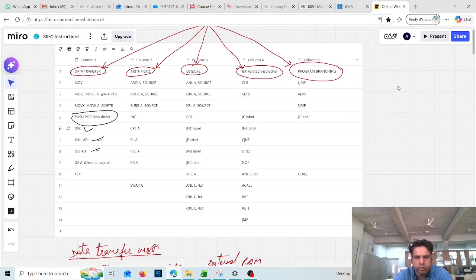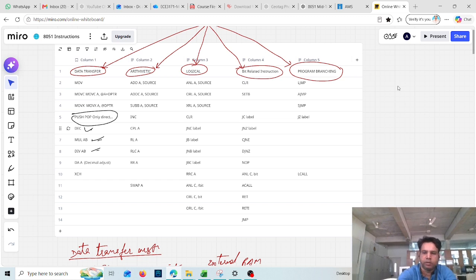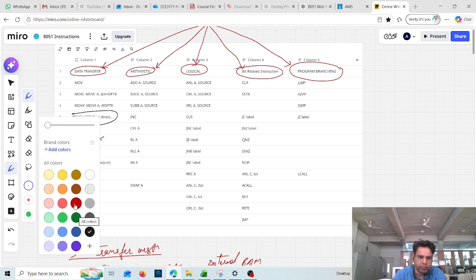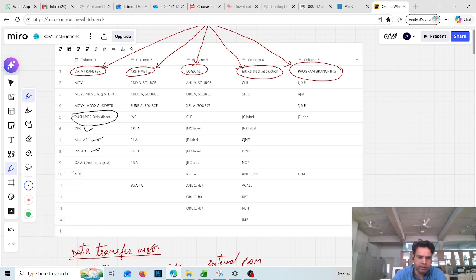So in the last class, we were discussing the different instructions of the 8051 microcontroller, and we discussed the data transfer instructions. That data transfer instruction was not complete, so you see some more instructions here. For example, the first one that we study is XCH.